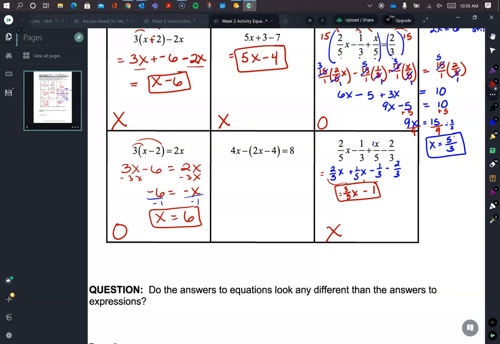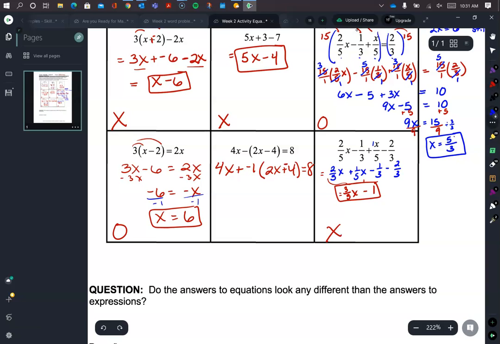The one in the middle of the last row, be careful here. This is not 4x times quantity 2x minus 4. It's 4x minus quantity 2x minus 4. So a way to rewrite this would be rewriting it as 4x plus -1 times quantity 2x minus 4, or even plus -4 if we're going that route, equals 8. Now you don't need to do that, but it makes it real clear what you're looking at. You can just distribute that negative through, but track what you're doing.